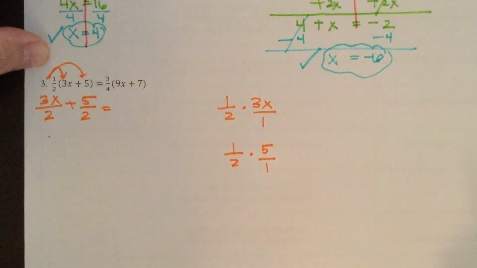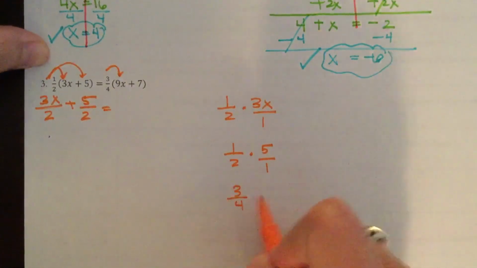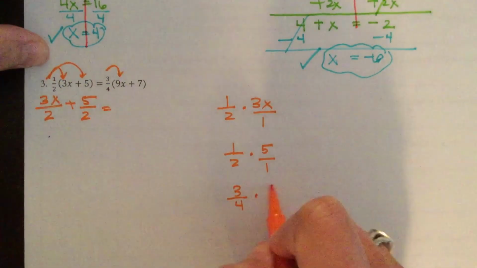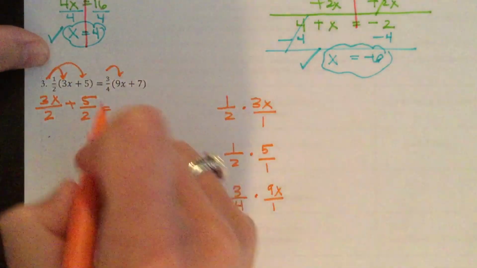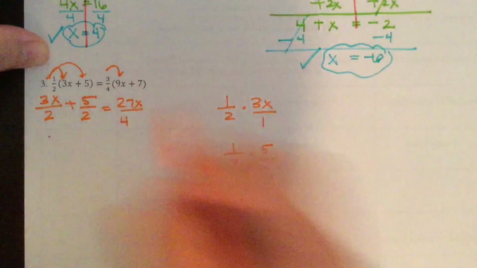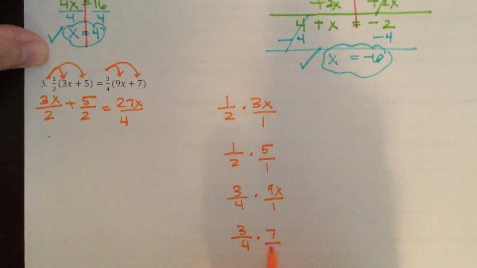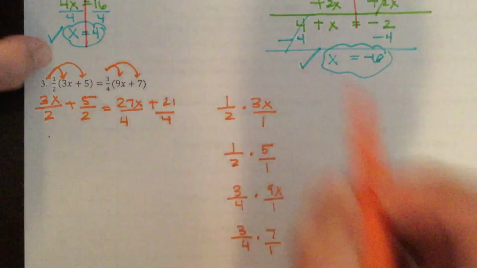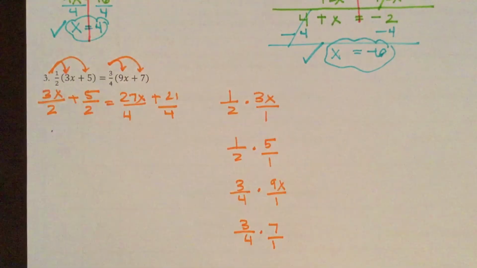I'm also going to distribute on the right-hand side. 3/4 is going to get distributed to 9x, and again, I can make that a fraction. In the numerator, I get 27x, and in the denominator, 4 times 1 is 4. And then finally, 3/4 is going to get distributed to the 7, and so that gives me 21/4.